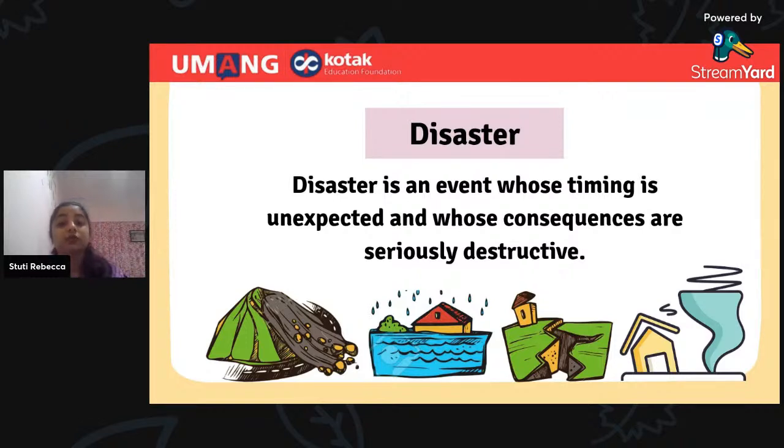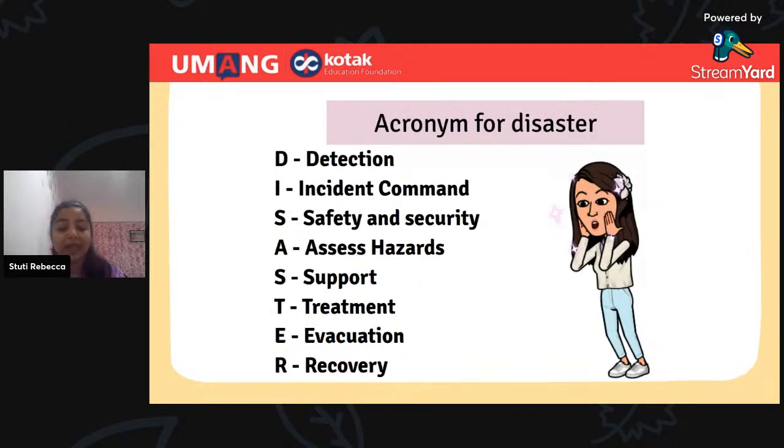All right. Now, students, here is a short acronym for disaster. As I say it, I want you all to write the words quickly in the chat box. Okay? Are you all with me? Send a thumbs up in the chat box, everyone.